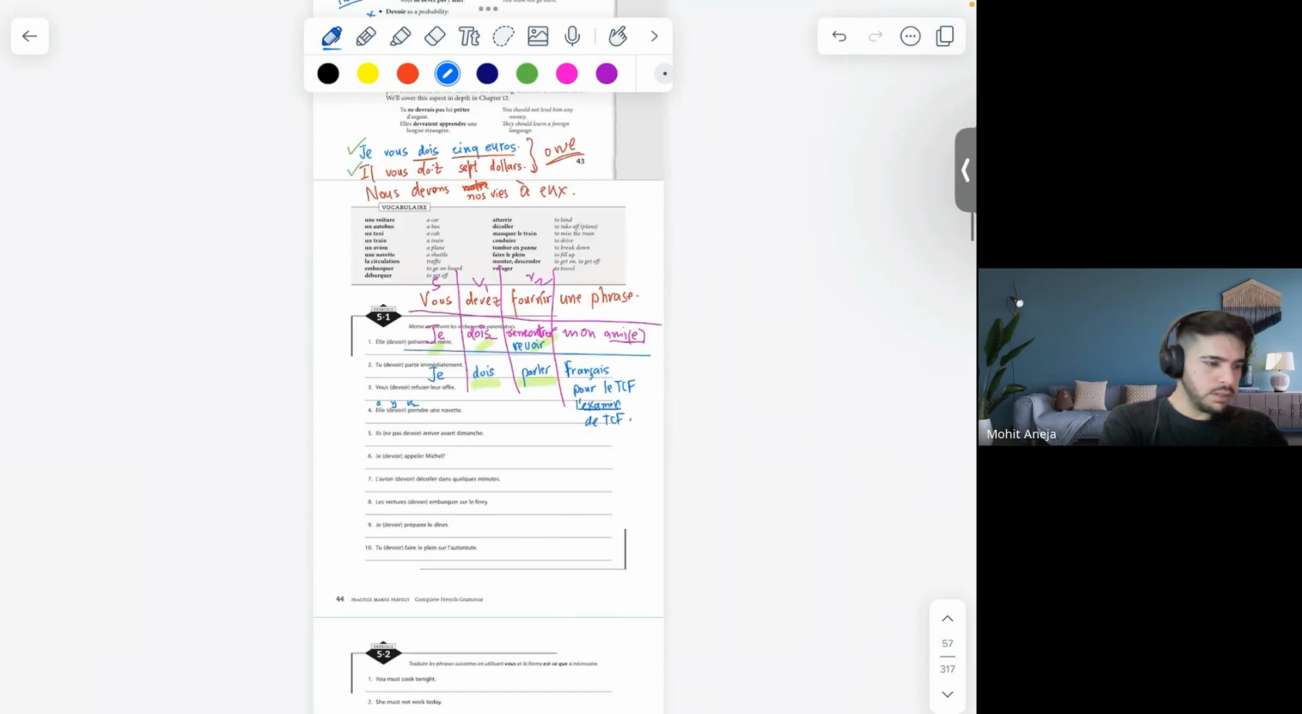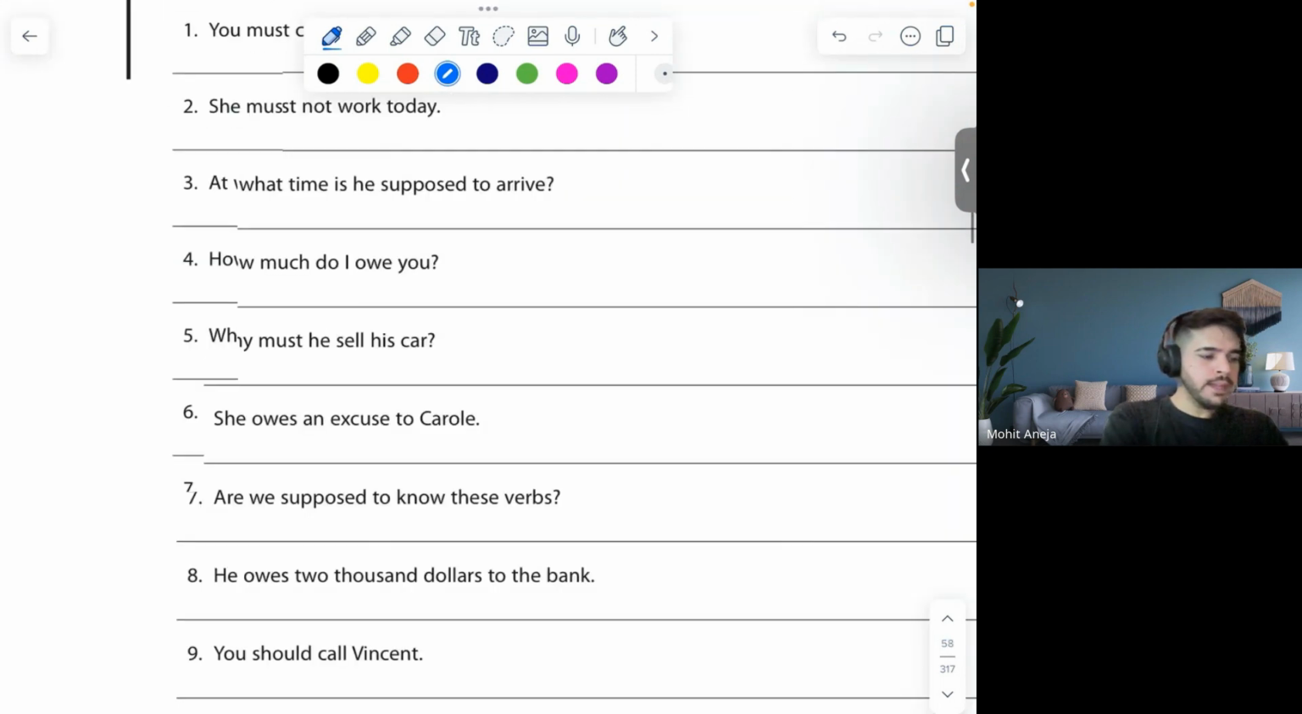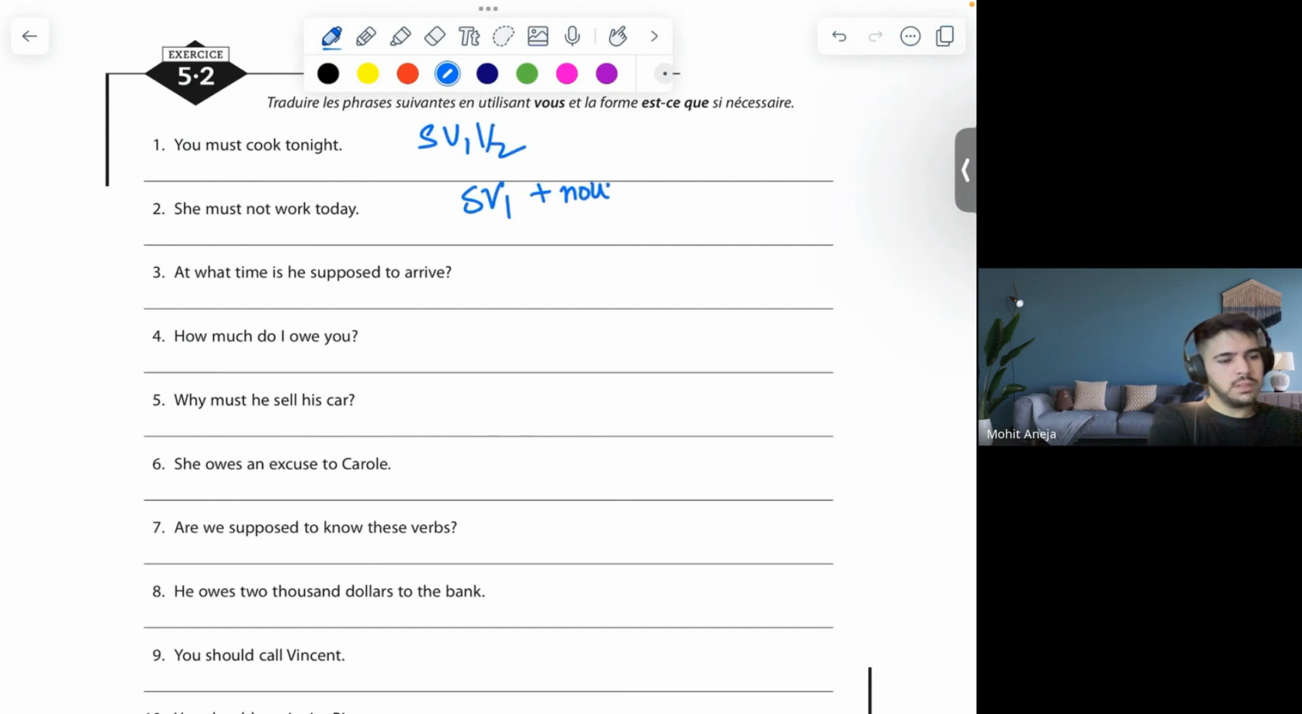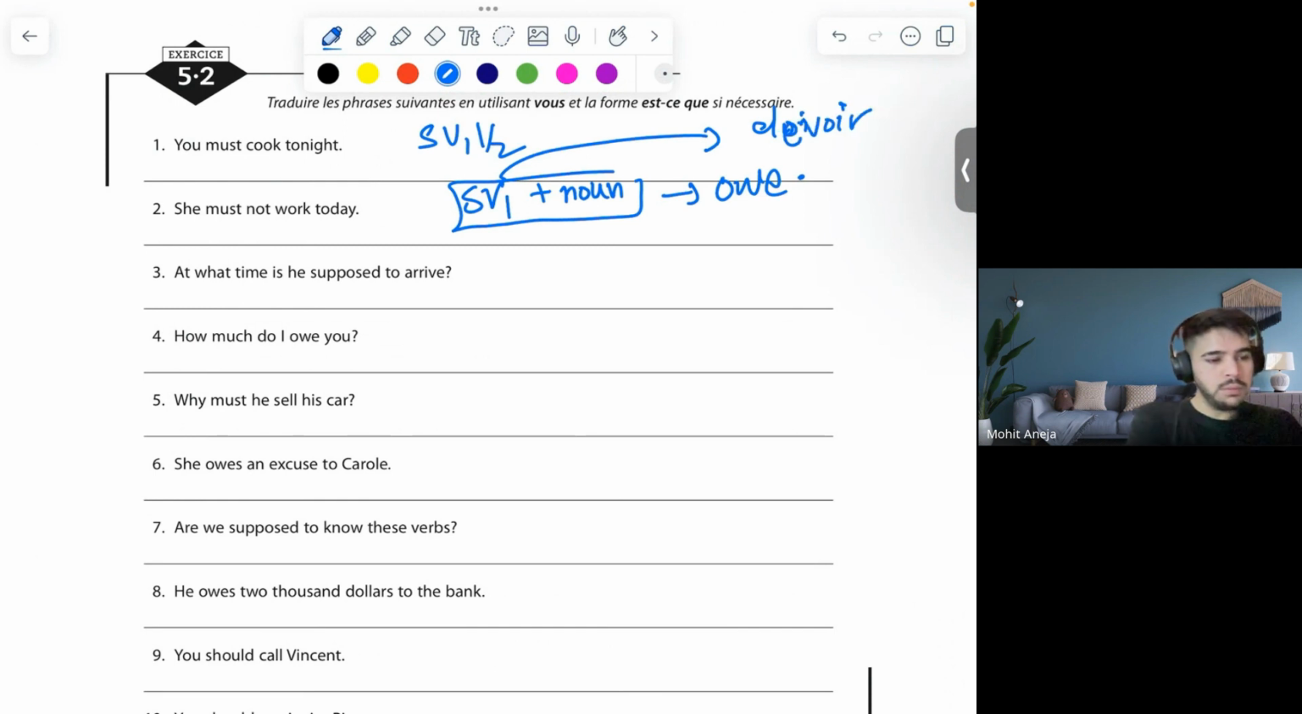This chapter is not very long, very short chapter in fact. Then the second exercise is, you just have to translate and see whether this is S V1 V2 form, or S V1 plus a noun form. What was this form where de is used? Here V1 is dois, meaning devoir in conjugated form, but this means to owe something, as we saw in the first one. So we have to choose the correct form, we have to translate it.